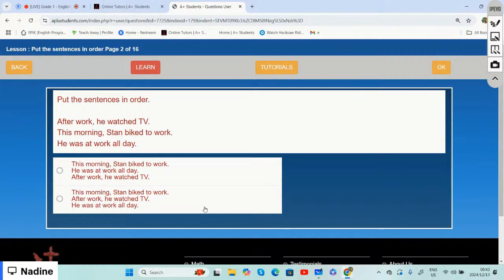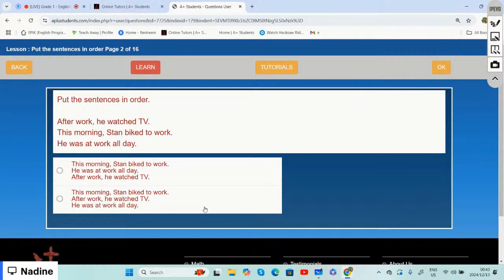And the next one says, after work, he watched TV. This morning, Stan biked to work. He was at work all day. We need to put that in order. Option one or option two? So do we say option one, this morning Stan biked to work?